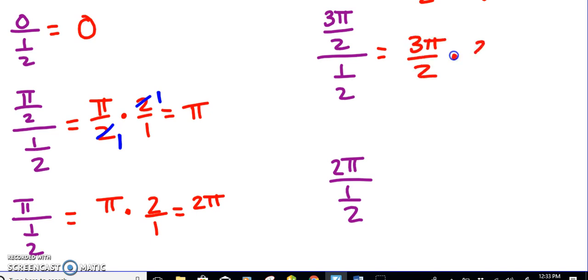Keep, change, flip again. Should be able to cross reduce here. So 2 goes into 2 one time, 2 goes into 2 one time. So that's just 3 pi.